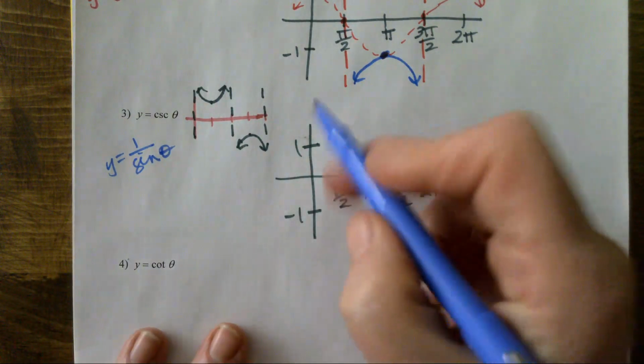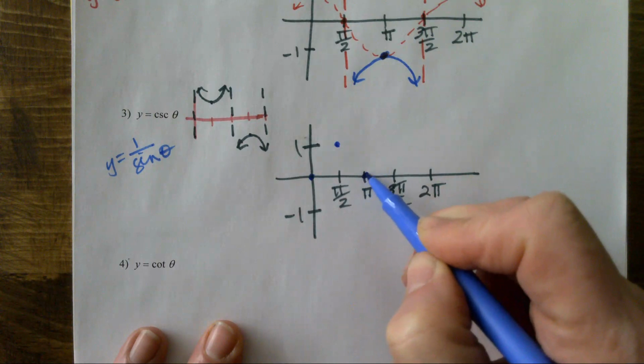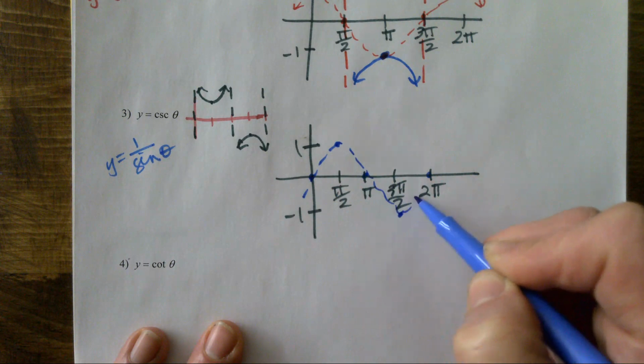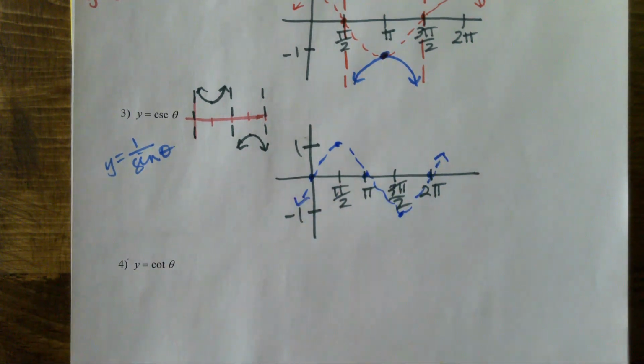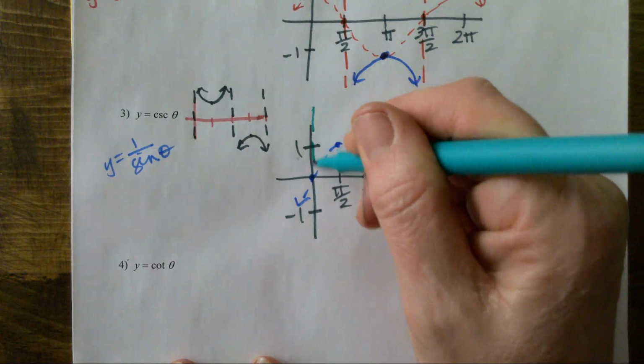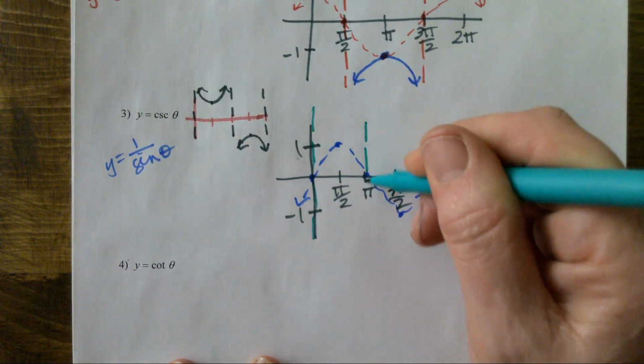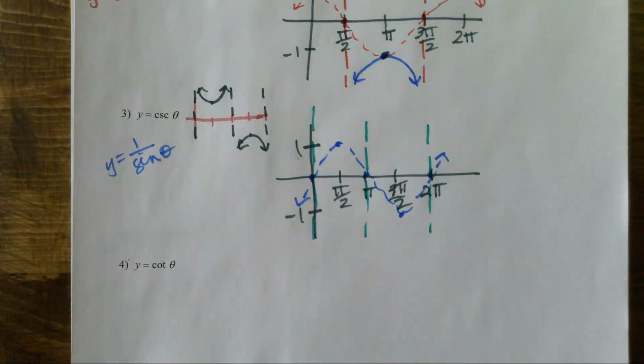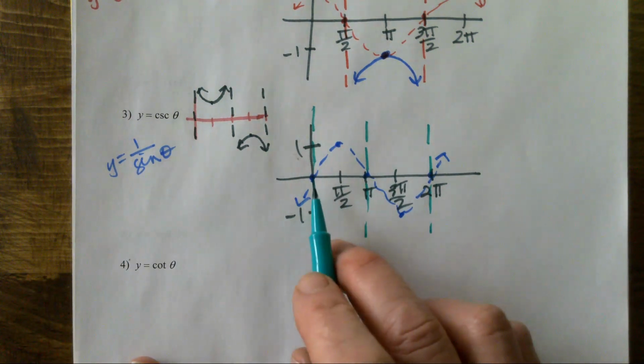So I'll graph my sine as a ghost graph, and I'll use that to help me find my asymptotes and where the cosecant is. So my asymptotes are on the axis where the sine crosses the x-axis, so at pi and at 2 pi. That's exactly where the sine is 0. The sine is 0 at pi, it's 0 at 2 pi, it's 0 at 0 pi.